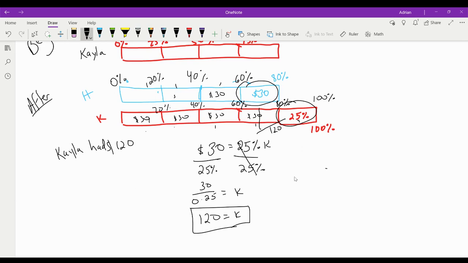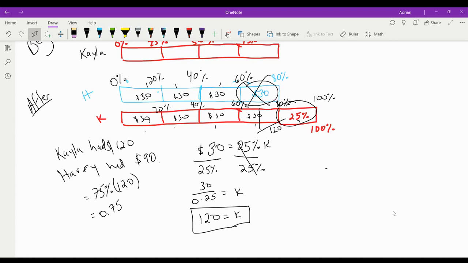So we're going to subtract the amount that he earned after. So we can count up 30, 60, 90. So we know that Harry had $90. And we can do that by also finding 75% of $120, because that's what Kayla had. And that's the same thing as 0.75 times 120, and that is 90.